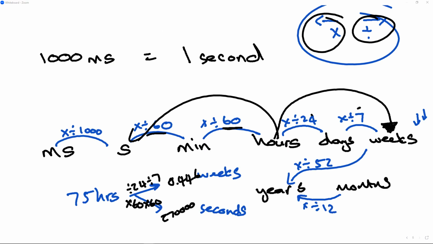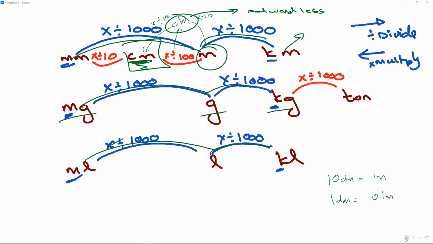Just don't forget the calculation for this one here. You've got milliseconds, seconds, minutes, hours, and days. Multiply, divide by 1,000, multiply, divide by 60 twice, and then multiply, divide by 24, then multiply, divide by 7. And then going to years, multiply, divide by 52, months, multiply, divide by 12, right? So in chronological order.